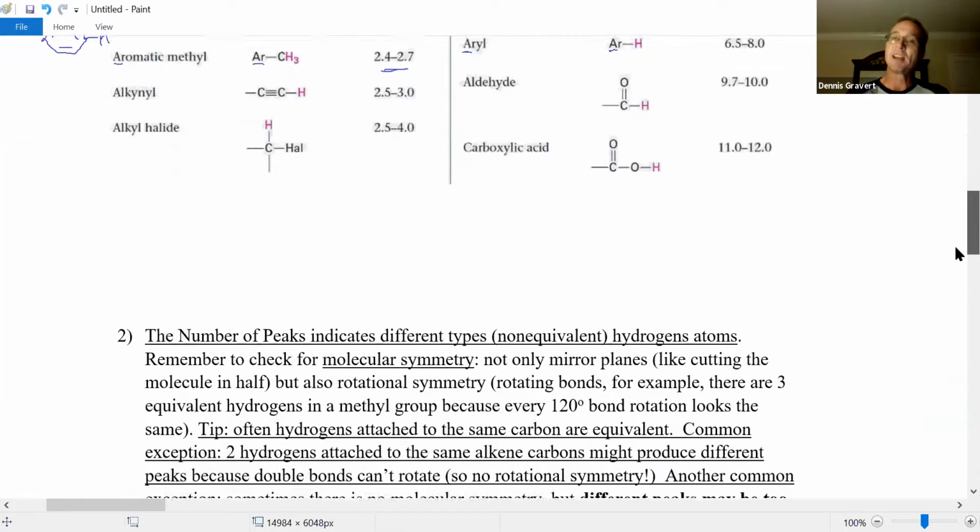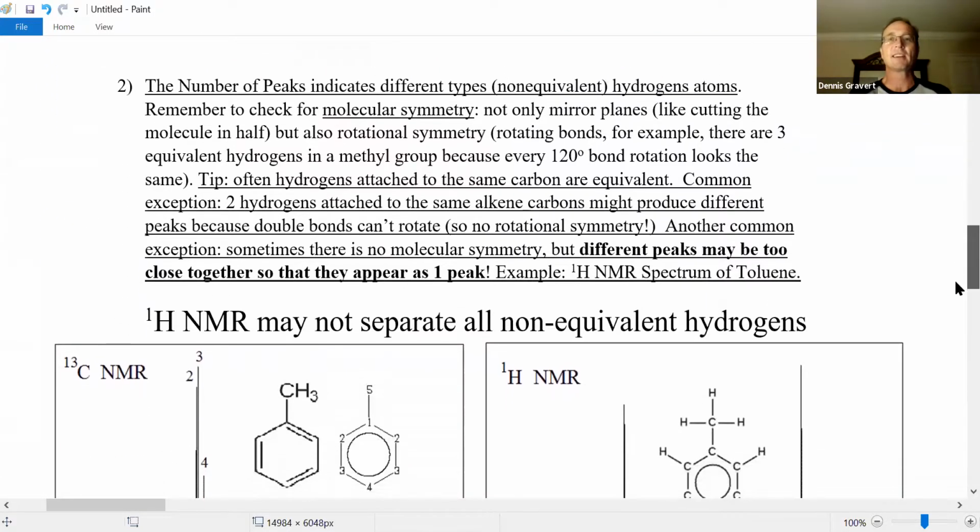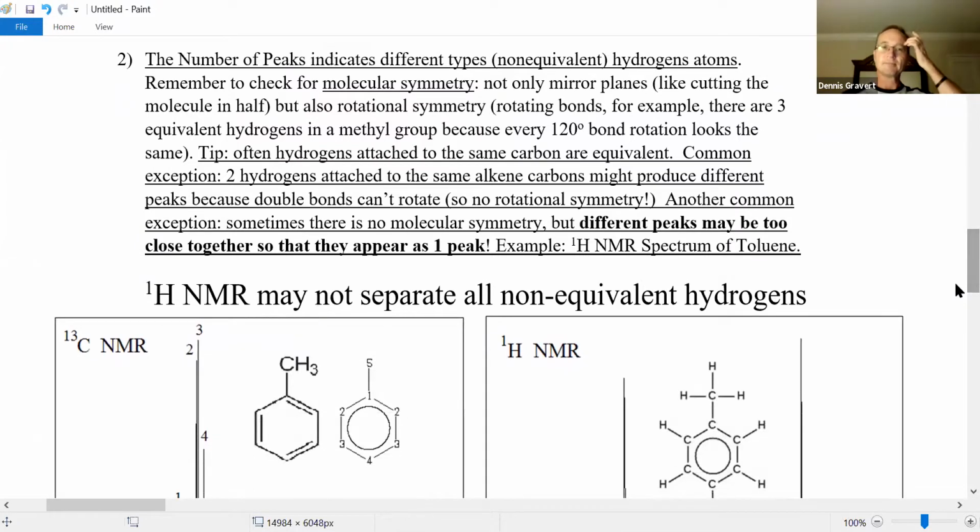Second point, let's look at the number of peaks. We did that in the carbon NMR. In carbon NMR, we said that sometimes two carbons would generate a peak that actually stack, overlap, and make a bigger peak. That's still true in hydrogen NMR. What was happening is that two carbons were the same distance to a pi bond or to an electronegative atom. So those two carbons got shifted downfield by the same amount. So then they overlap. Hydrogen, same deal.